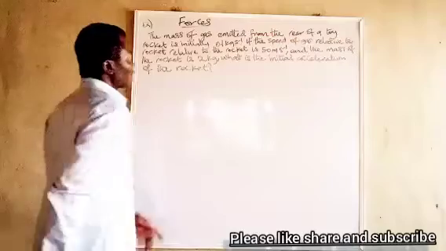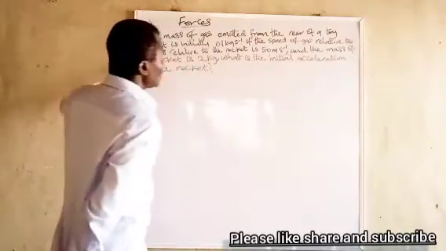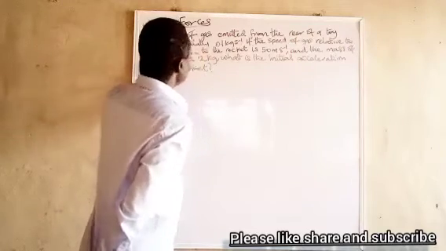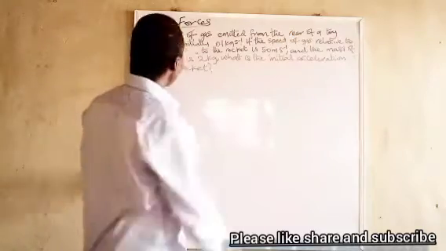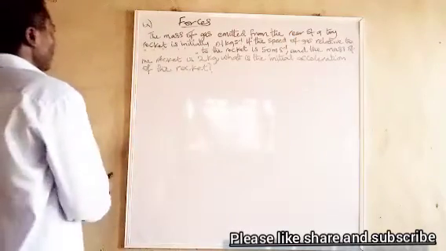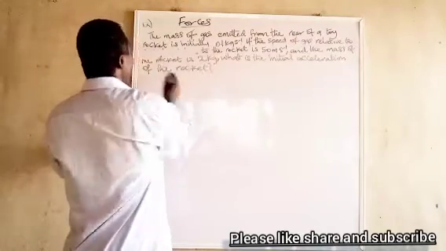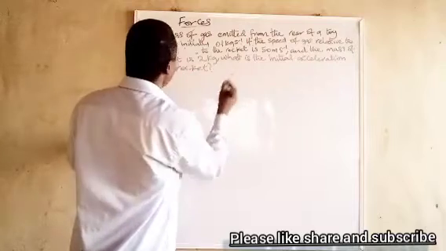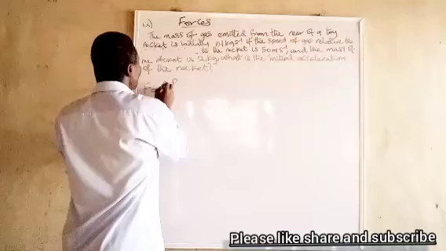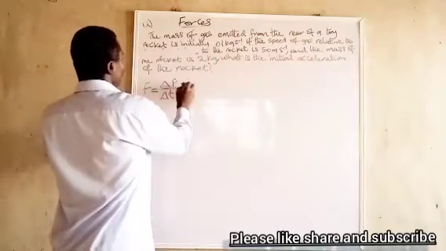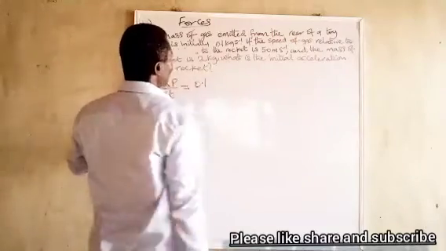The mass of gas emitted from the rear of a toy rocket is initially 0.1 kg per second. If the speed of the gas relative to the rocket is 50 meters per second, and the mass of the rocket is 2 kg, what is the initial acceleration of the rocket? The first thing is you need to check what is the momentum that the gas develops, or the force the gas develops. So the mass of the gas emitted from the rear, so let's see, F is equal to delta P, that is change in momentum over change in time. And this one is going to be 0.1 kilogram per second.